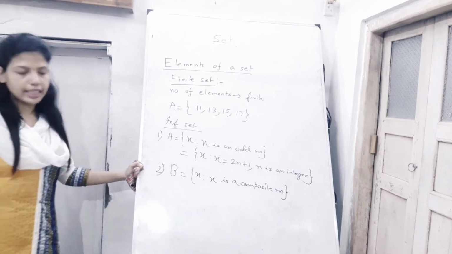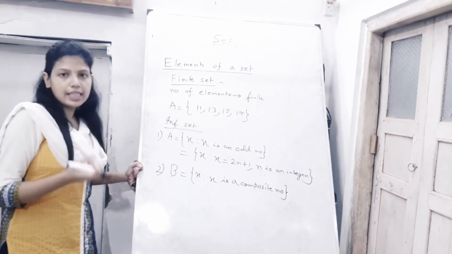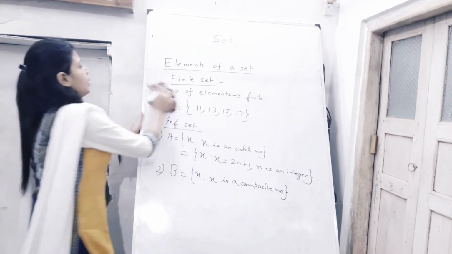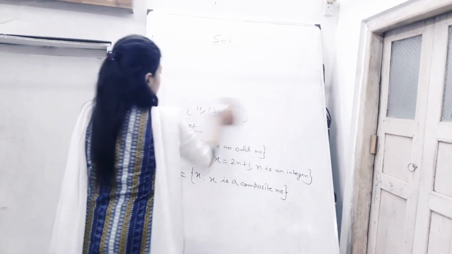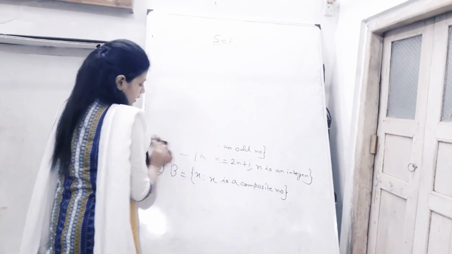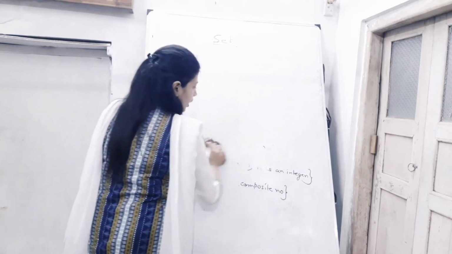Now next I will say some universal set, means some notation is there. If I say integer set, natural number set, whole number set, so how will you represent that one?